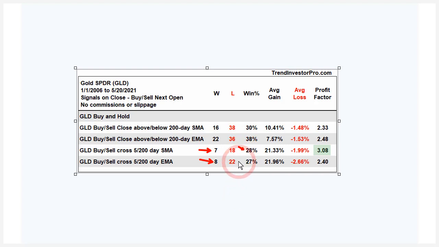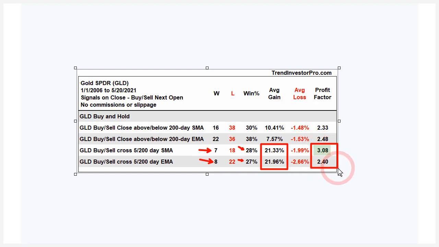The winning percentage went down below 30%, so not a very high winning percentage. But look at the average gain. The average gain went above 21%. So by adding that smoothing, you were able to increase your average gain, and the average loss wasn't that much bigger. So it's still around 2 to 2.5% for the average loss.